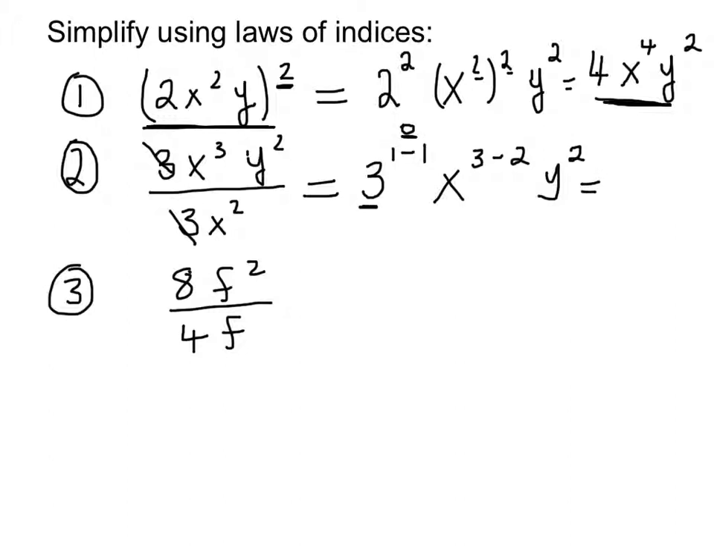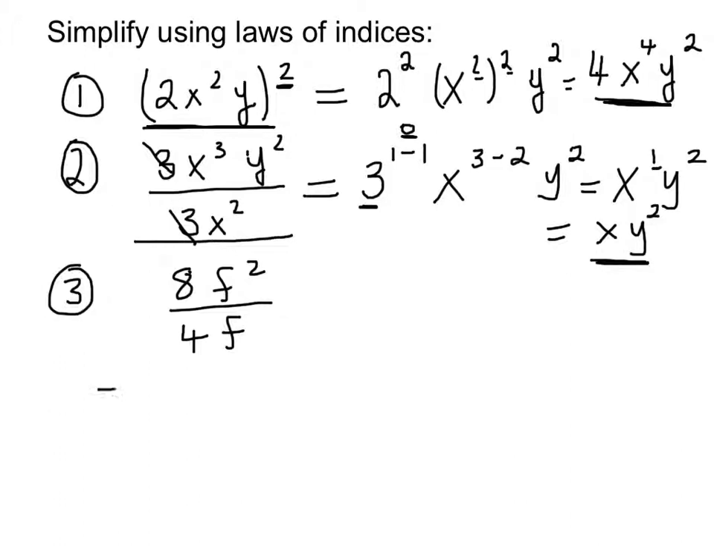So this whole thing just reads as x to the power of, so that this is just multiplication by 1 will have no effect on the thing, so you don't write it down. So x to the power of 3 minus 2 is 1, and y to the power of 2. You don't normally write that, so you would write it as xy squared. So again, this is a simplified version of this here.